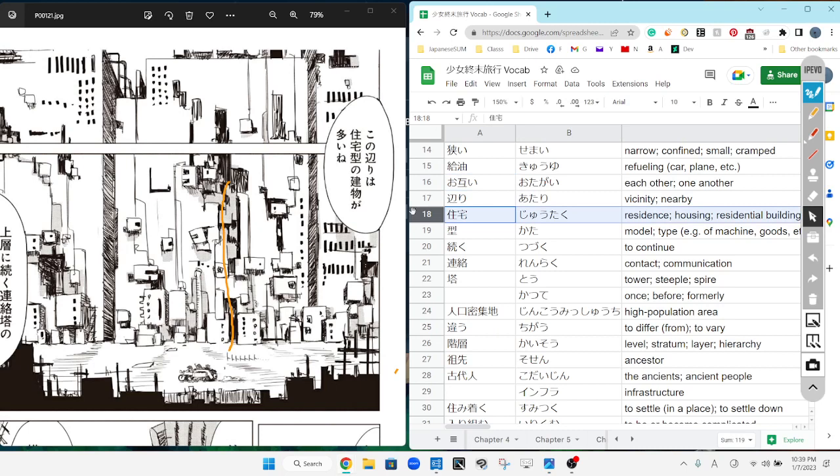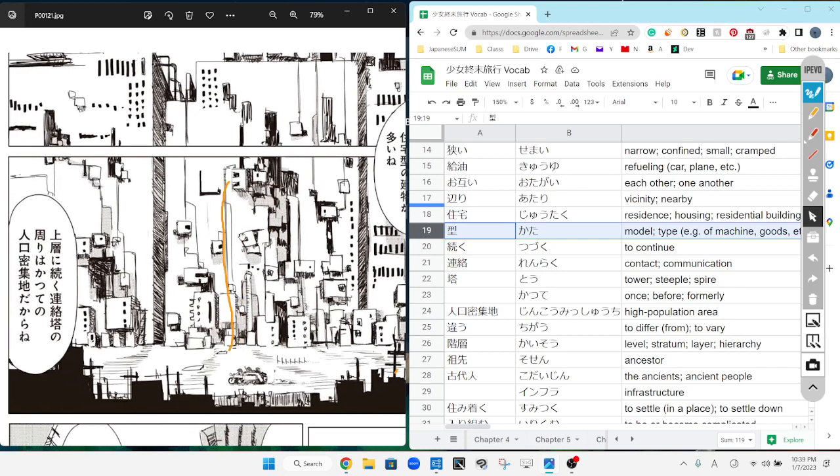Okay, kono atari wa jutaku kata no tatemono ga oine. So it's saying the surrounding is a residential type of buildings. There's lots of residential types of buildings around this vicinity.